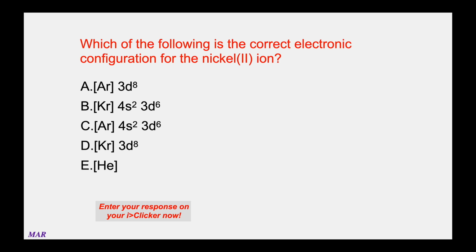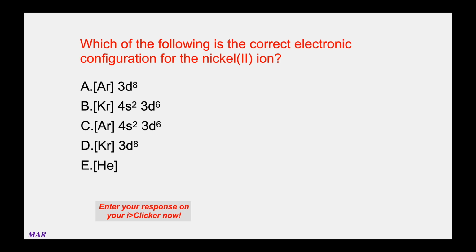I'm assuming you've worked on it. Let's see if we can figure out how you did on this one. So when it comes to ions, I usually try and start with the neutral atom first, and then I work my way to whatever the ionic charge is. And nickel, like we said, was number 28.